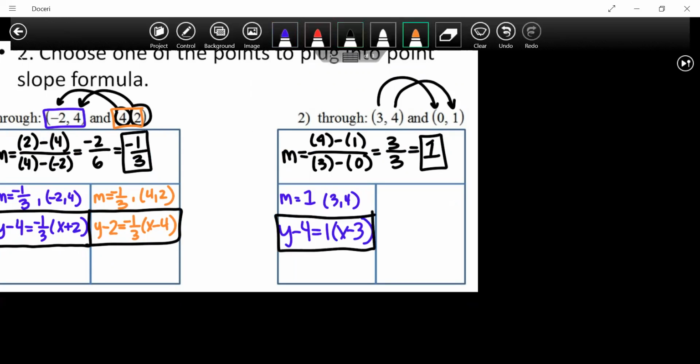My last one here, my slope is still 1. My coordinate point I'm going to use is 0, 1. What am I going to write? y minus 1, x minus 0. I'm okay with that. Or plus. You can do that. You can also just simplify and distribute already. You can get y minus 1 is equal to just x. You get the same thing.